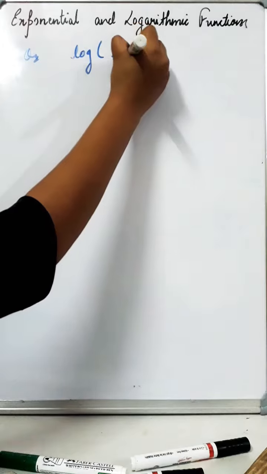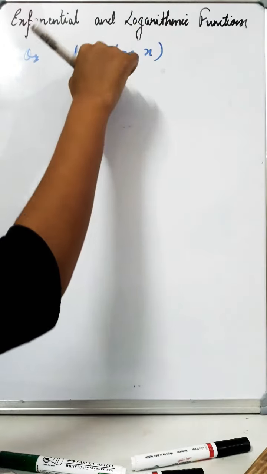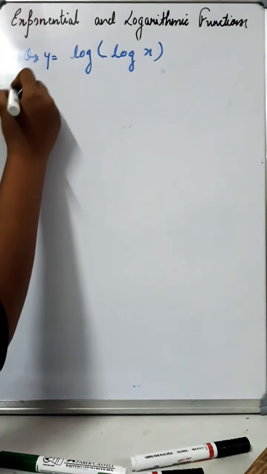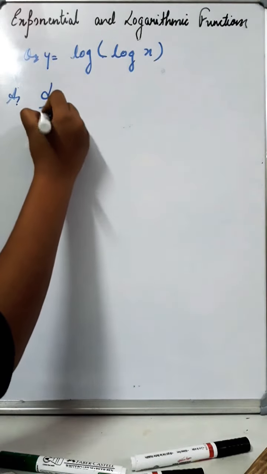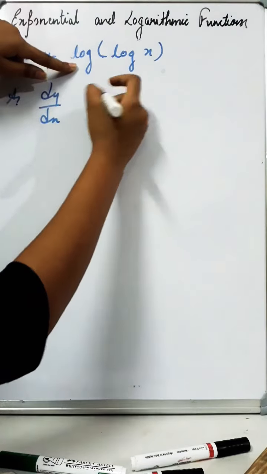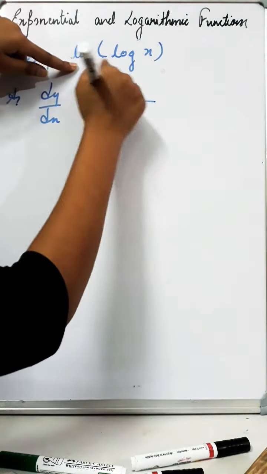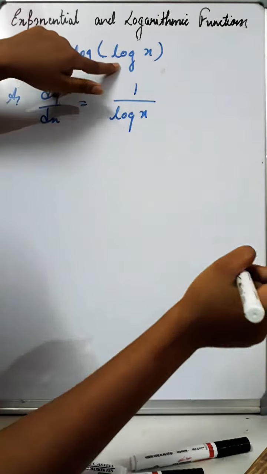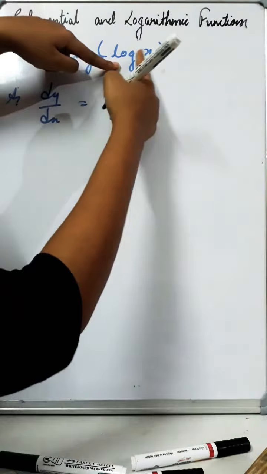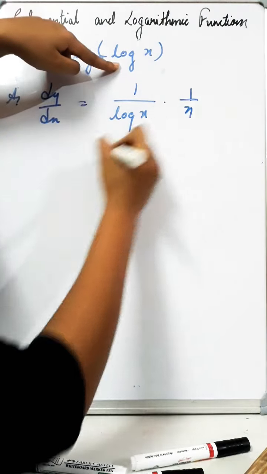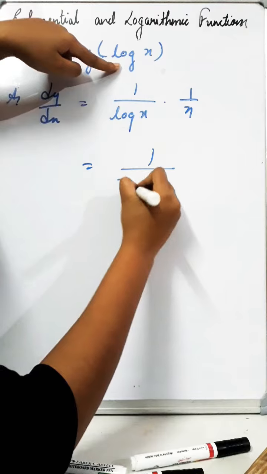log of log x, dual log function here. So if you have to differentiate this, differentiate the first log function. So this will give you 1 upon all that is inside, log of x. Alright, but log of x is further differentiable, so you will differentiate this log x also. Log x's differentiation is 1 by x. So overall answer is 1 upon x log x.